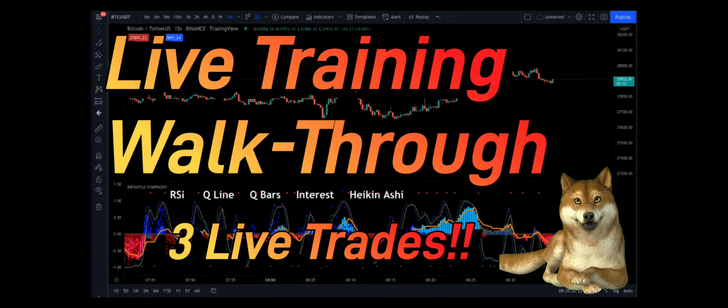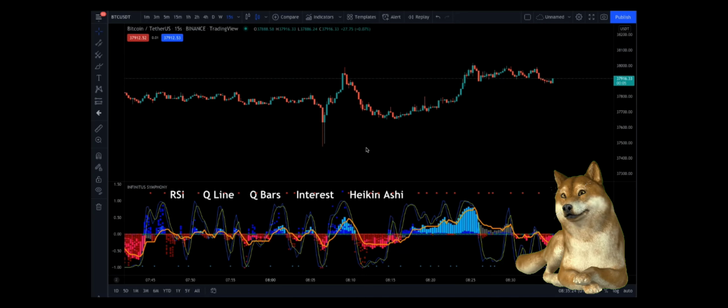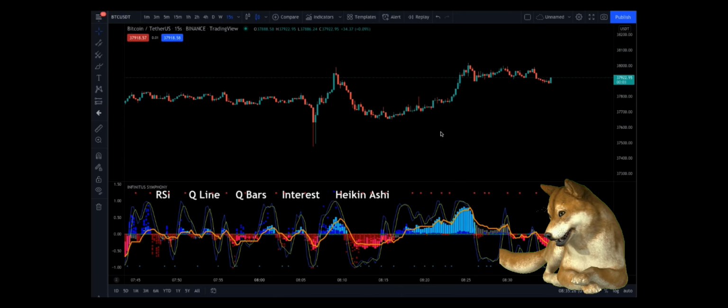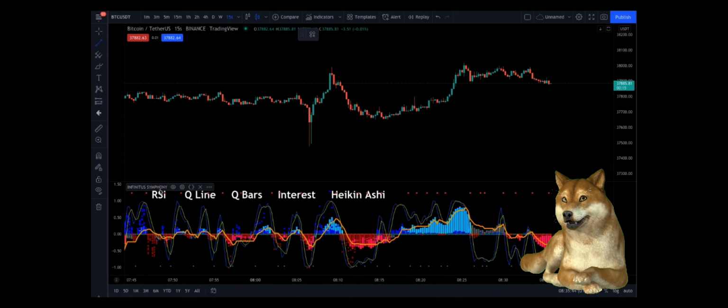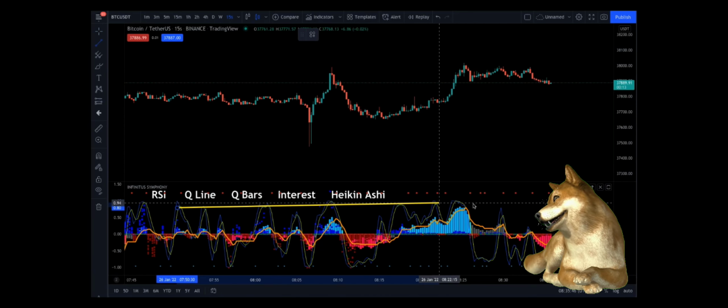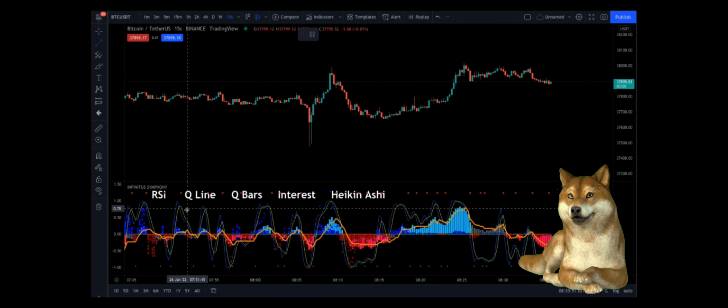We're going to do a quick overview here and maybe get into a trade just to show you how things work. So the first thing we're going to go over is the RSI, and that's this blue and green line that gets jagged. When it gets to the top here, that is overbought. Overbought is all up here, and oversold is all down here.